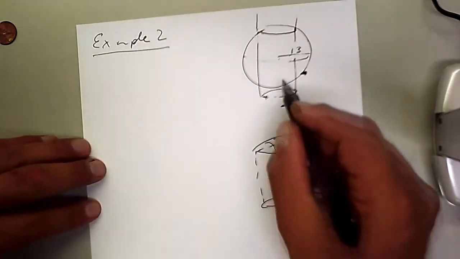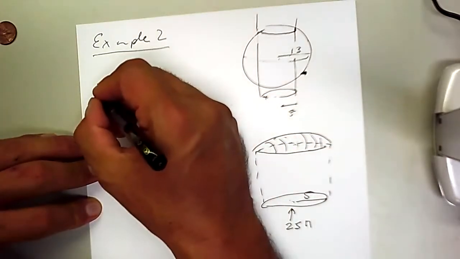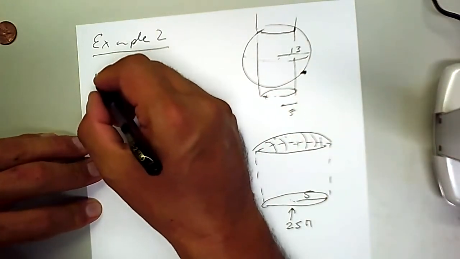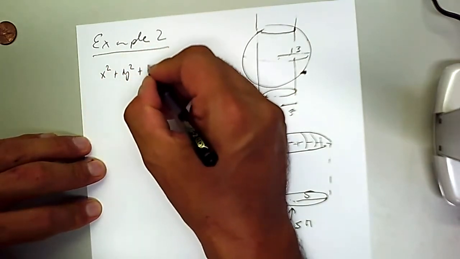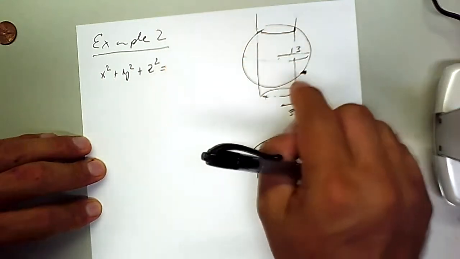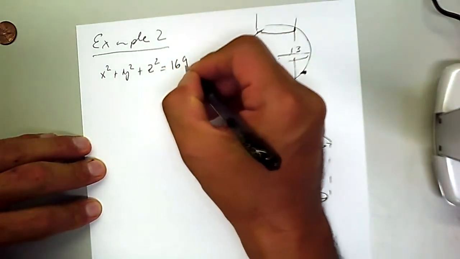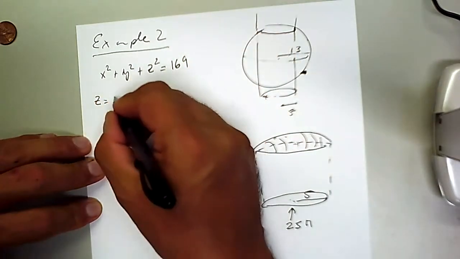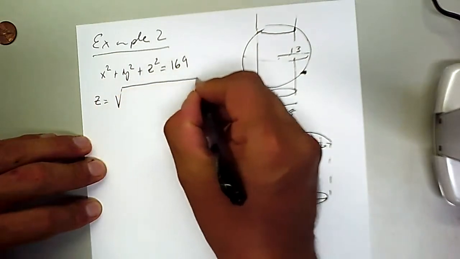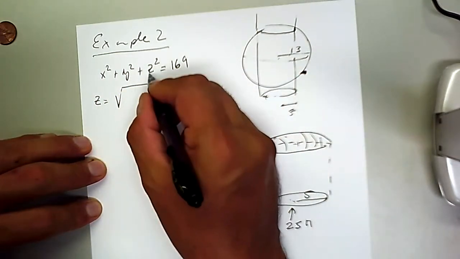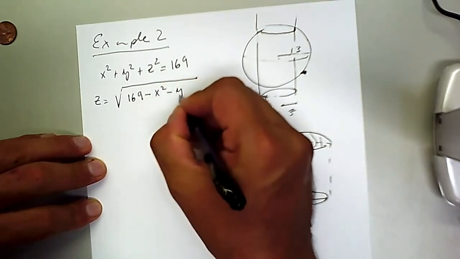So let's figure this out. So we want to find this surface, the area of this surface. So the equation of the sphere is x squared plus y squared plus z squared equals, the radius of the big sphere is 13, so 13 squared is 169. Now since we are looking just at the top of the sphere, we can do z equals the square root of 169 minus x squared minus y squared.